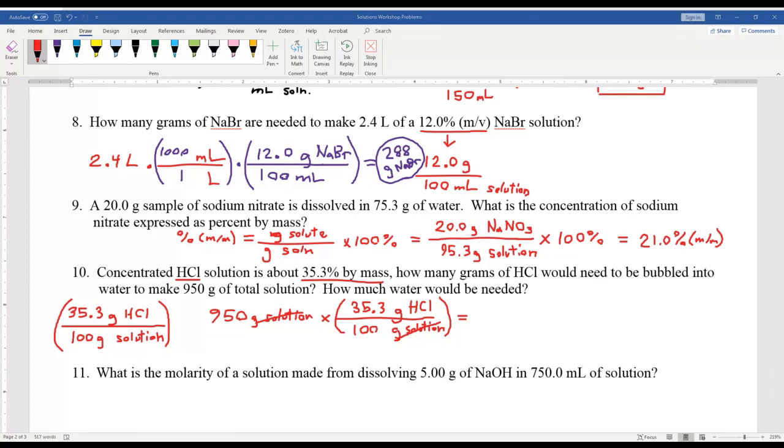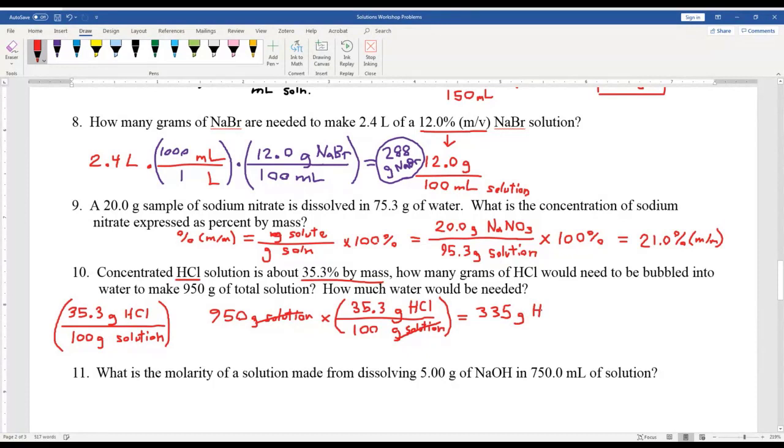If I multiply everything on top and divide by the bottom, what do I get? 950 times 35.3 over 100 gives 335.35, or in this case, 335. Technically it should only be two significant figures, but that's okay, we're going to go with three. So 335 grams of HCl.